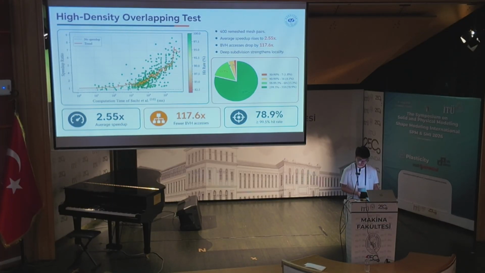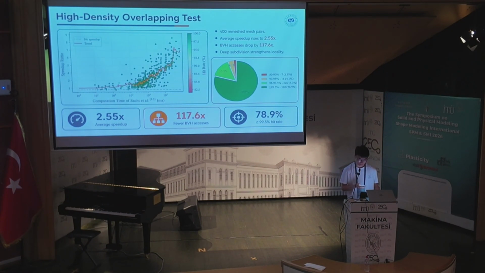We also test high density overlapping mesh pairs. In this experiment, we use 400 dimensional mesh pairs. They have overlapping geometry, but their topology can be different. This is more challenging than a simple simplified mesh comparison. As a result, the performance can be better.